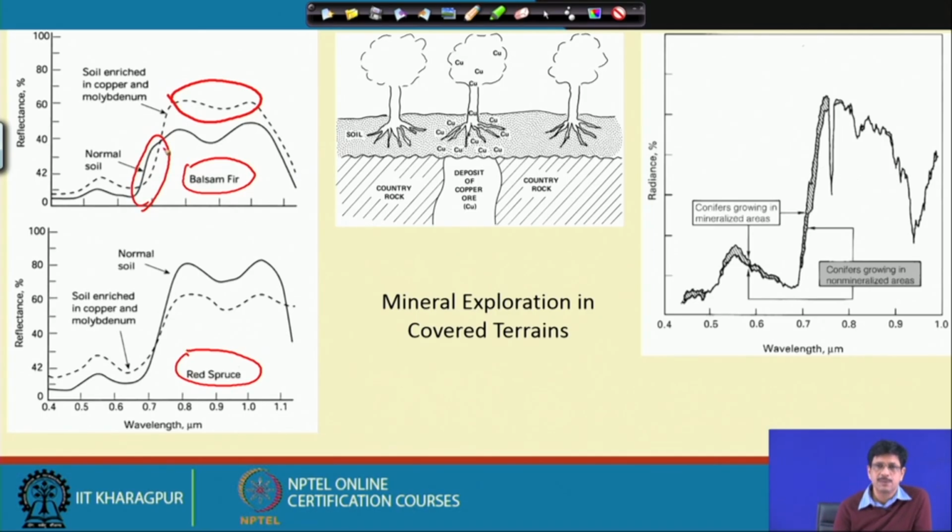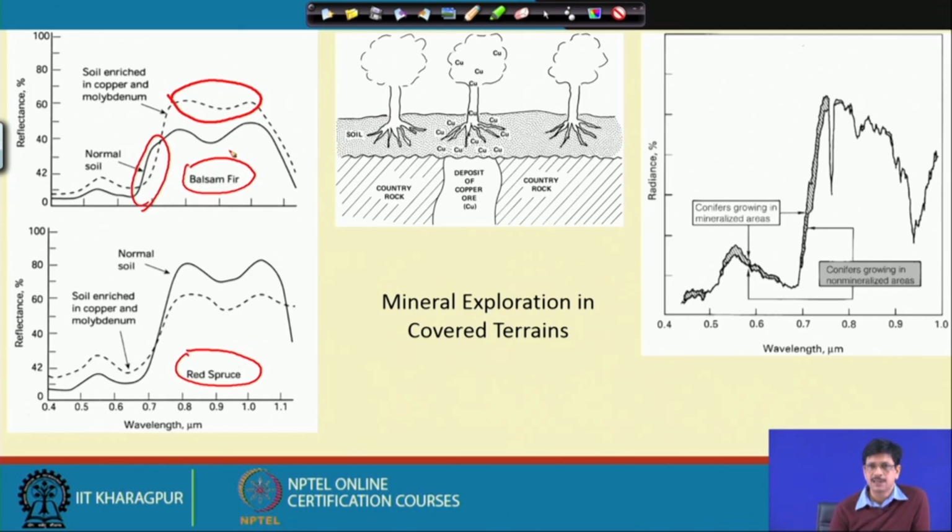But in principle we can always see them as what underlies the utility of remote sensing as a technique for mineral exploration. So, here exactly the opposite is happening. Here it is a normal vegetation, the reflectance spectra of a vegetation coming from a normal soil and the soil which is enriched in copper and molybdenum. Only thing is that the plant species are different here.